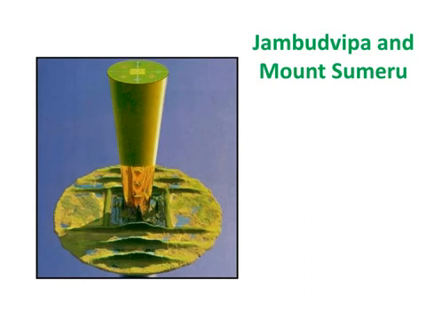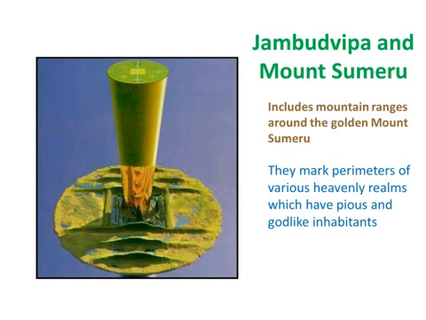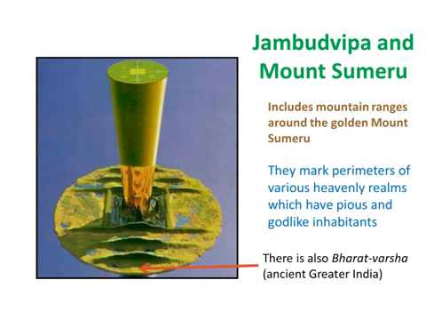Now, Jambudvip is essentially a system, a pattern of various mountains, in the centre of which is this huge conic gold structure called Mount Sumeru. These mountains are all on a single island surrounded by an ocean of salt water. Now, these mountains mark perimeters of various heavenly realms which have pious and godlike inhabitants. In the south there is Bharatvarsh, which corresponds with ancient Greater India, or sometimes the whole world itself.